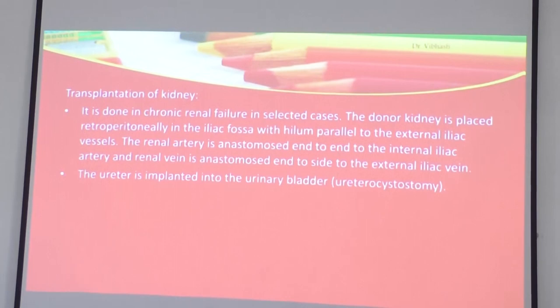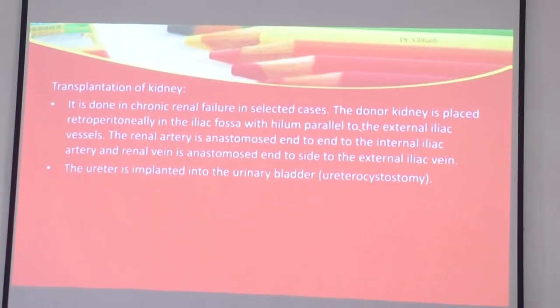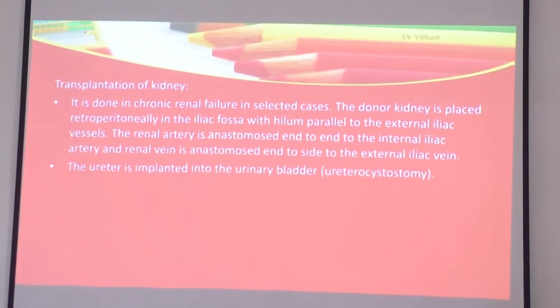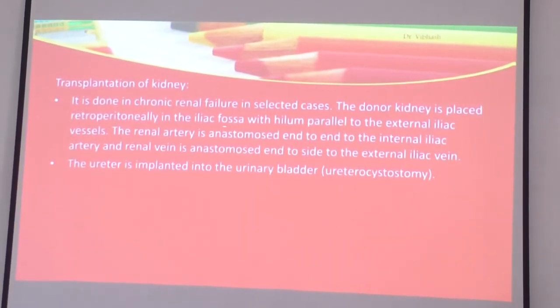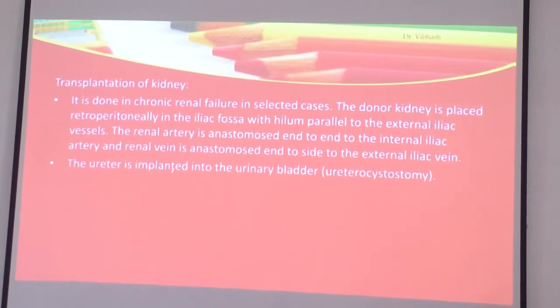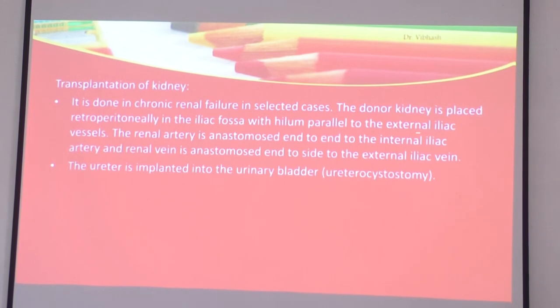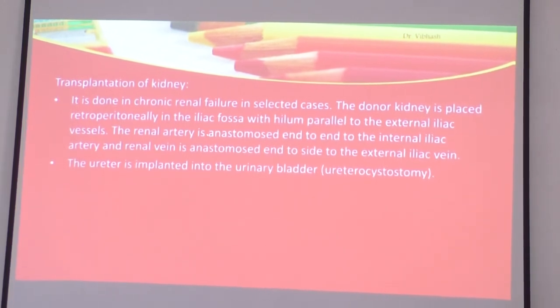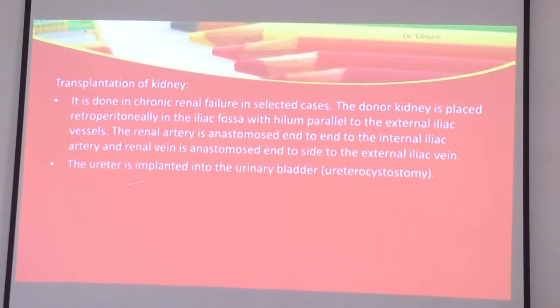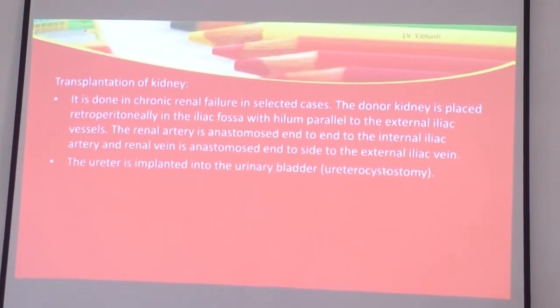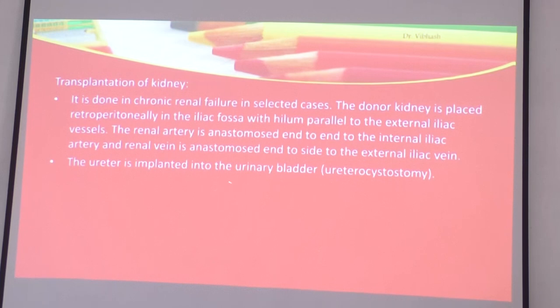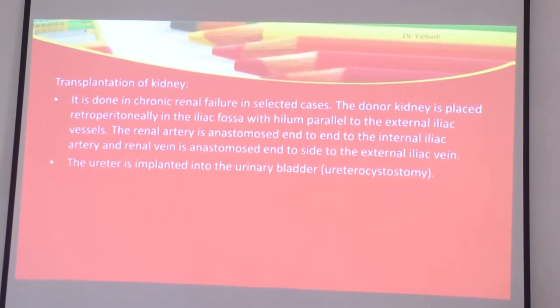Next is transplantation of kidney, very frequently done nowadays. It is done in chronic renal failure in selected cases. Donor kidney is placed retroperitoneally in the iliac fossa. It is not placed in the posterior abdominal wall high up like the normal position. It is placed retroperitoneally in the iliac fossa with hilum parallel to the external iliac vessel. Renal artery is anastomosed end to end to the internal iliac artery, and renal vein is anastomosed end to side to the external iliac vein. The ureter is implanted into the urinary bladder. Ureterocystostomy is done.